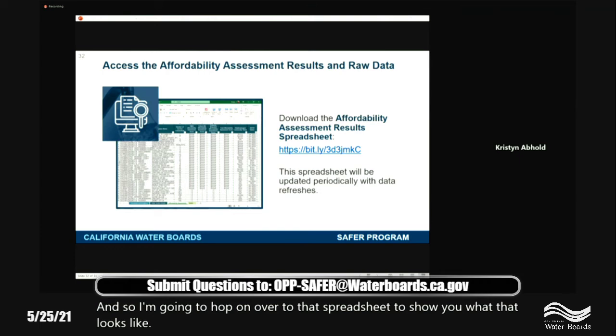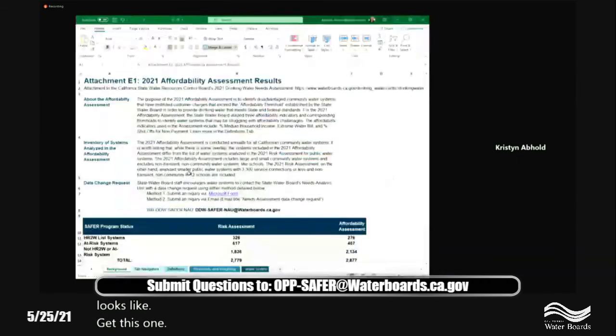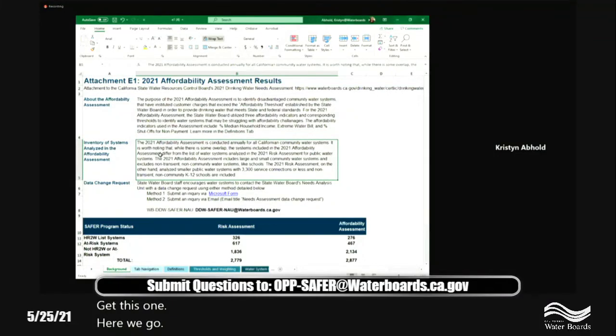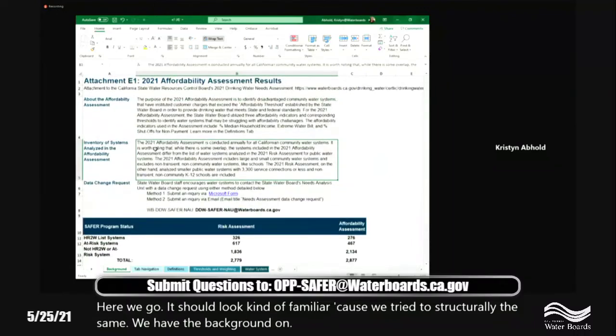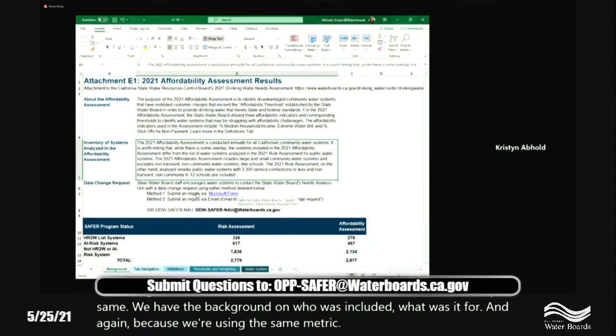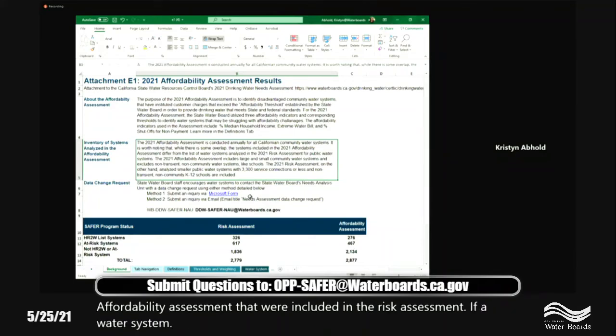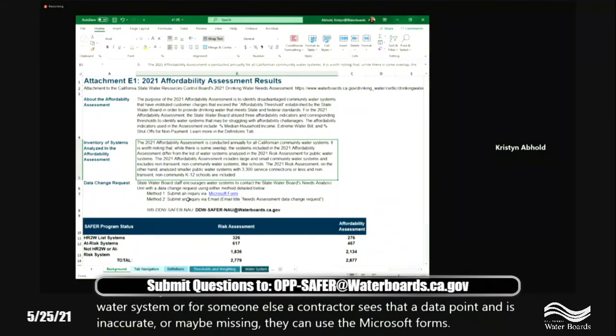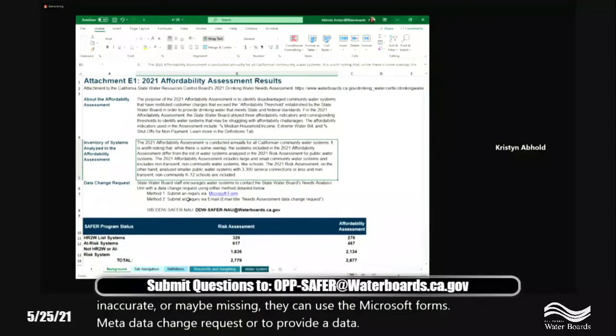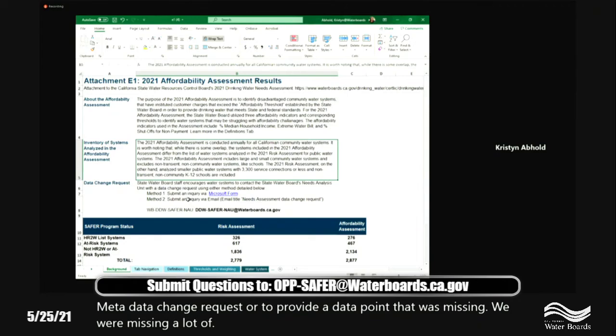Okay. I think it's this one. Here we go. It should look kind of familiar because we tried to structure these the same. We have the background on who was included, what was it for? And again, because we're using the same metrics for the affordability assessment that were included in the risk assessment, if a water system or someone else, a contractor, sees that a data point is inaccurate or maybe missing, they can use the Microsoft form to submit a data change request or to provide a data point that was missing. We were missing a lot of the water rates data that we needed for the affordability assessment.